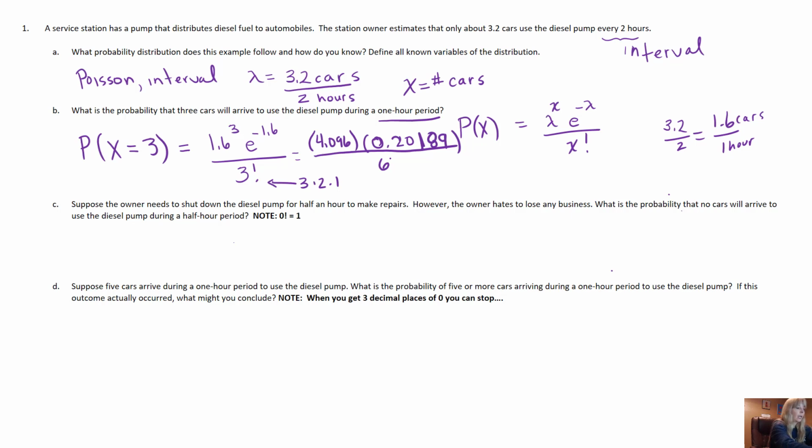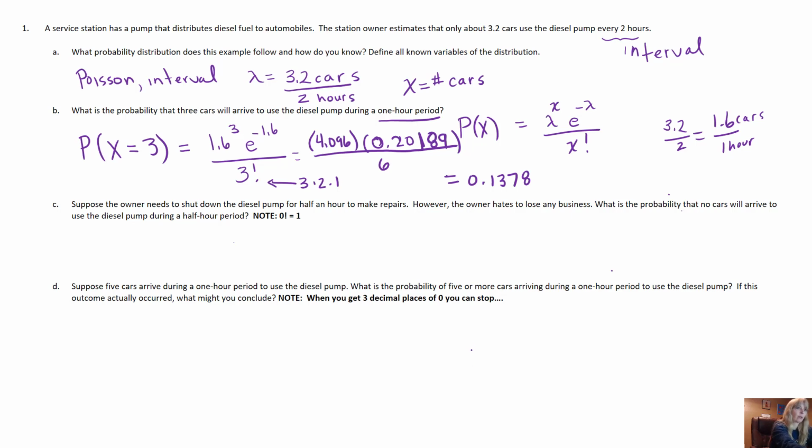Pretty smart, huh? And so I take the 4.096, and now I typically just use my calculator, arrowing up to those values. I multiply the top, and I divide by 6, and I get my probability, which would be 0.1378. So that would be the probability that I would see 3 cars arrive to use the diesel pump during a 1-hour period.